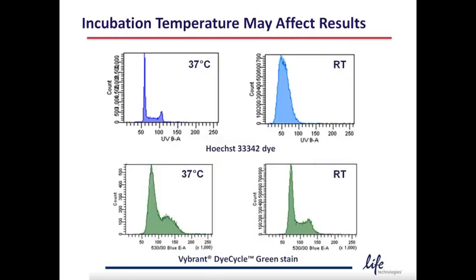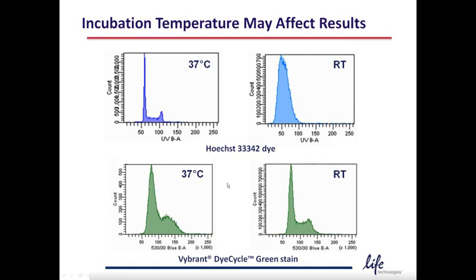A couple of other factors that are important are incubation temperature for each dye, and these are clearly called out in all protocols. So in this case, on the top, you can see that the Hoechst dye works very well at 37 degrees and gives you a really nice staining of your cells that can be separated quite nicely on the histogram. Whereas the Vybrant DyeCycle Green needs to be incubated at room temperature for optimal conditions.